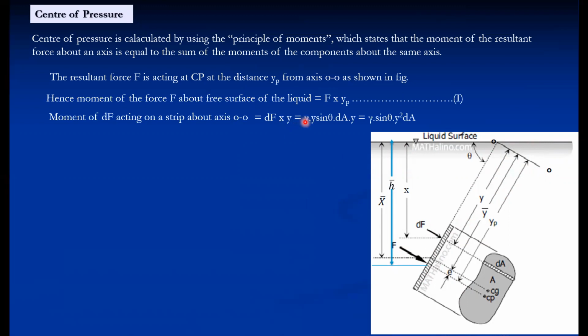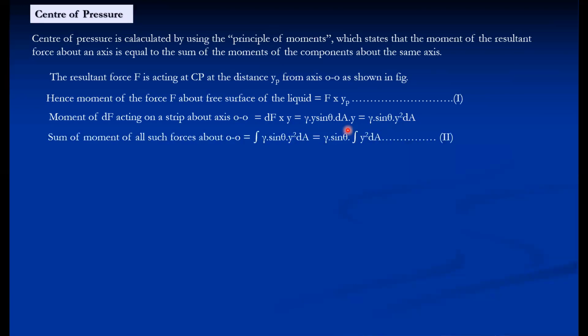And instead of dF, we can put gamma y sine theta into dA, as in the previous expression. So it is gamma sine theta into y square dA. We already discussed that dF is nothing but gamma y sine theta into dA, that is gamma x, which is pressure, into area. Instead of x, y sine theta is put. So this is gamma sine theta y square dA.